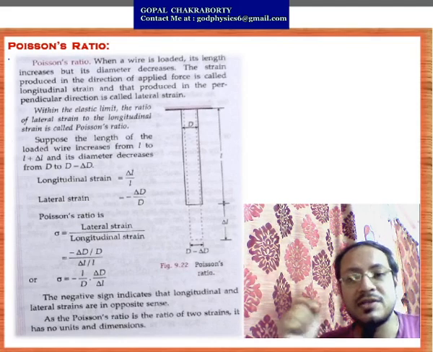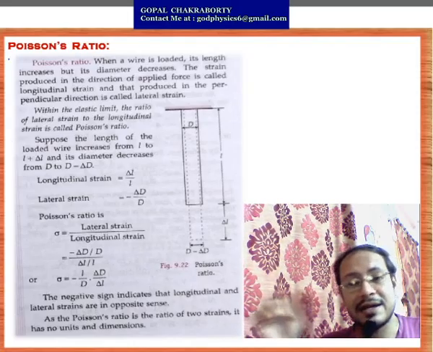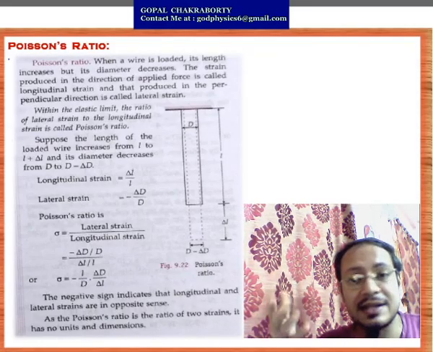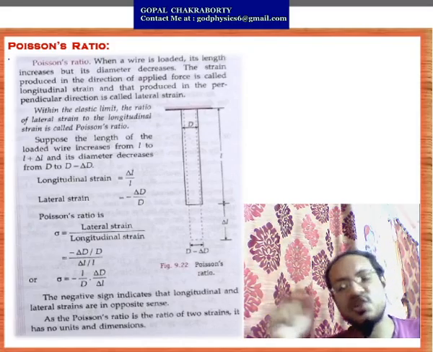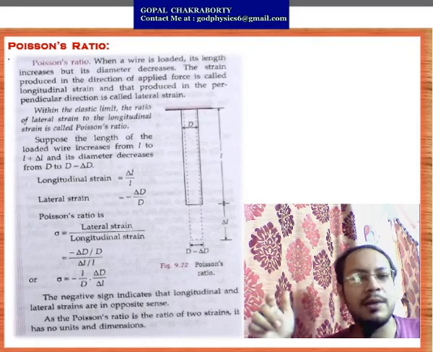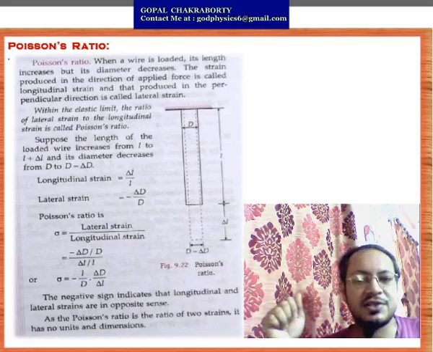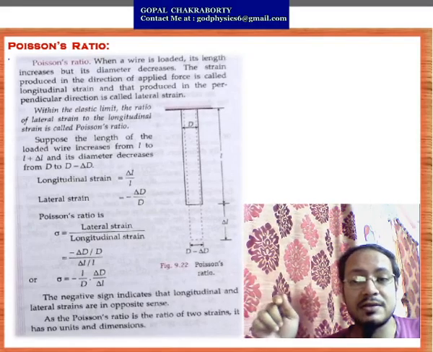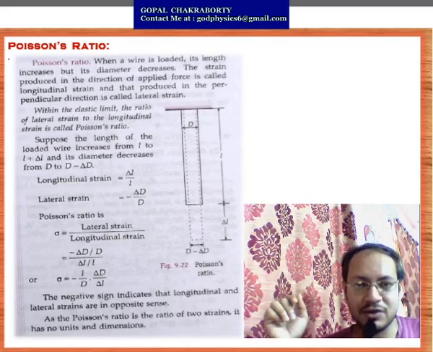So the Poisson's ratio can be written with a minus sign, because if you increase one, the other will simultaneously decrease. If you increase the length, the diameter will decrease. That's why it is negative. So sigma is equal to minus of del D by D whole divided by del L by L. This is the expression of Poisson's ratio, and it is confirmed that Poisson's ratio is not an elasticity modulus. It has no unit, and no dimension also.